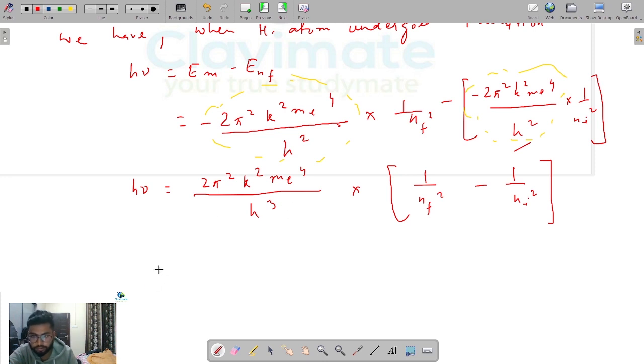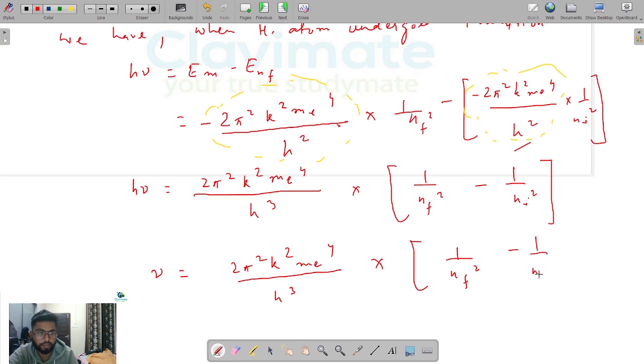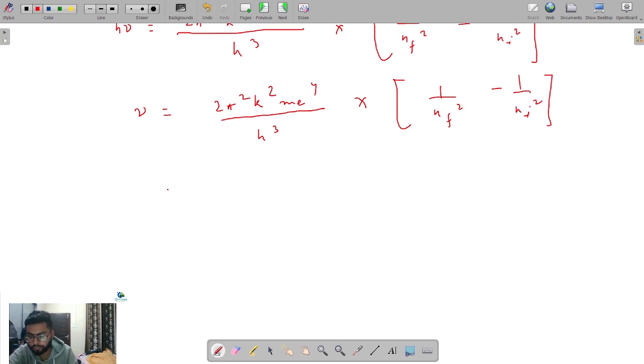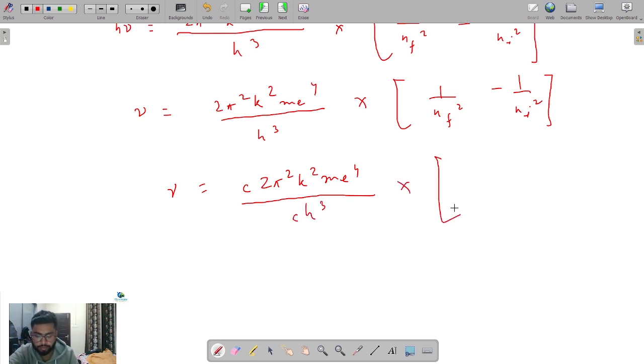Here nu will be equal to 2 pi square k square m to the power of 4 by h cube multiplied by 1 by nf square minus 1 by ni square, which is then equal to nu equals c 2 pi square k square m to the power of 4, when we multiply c on both the numerator and denominator, by ch cube multiplied by 1 by nf square minus 1 by ni square.